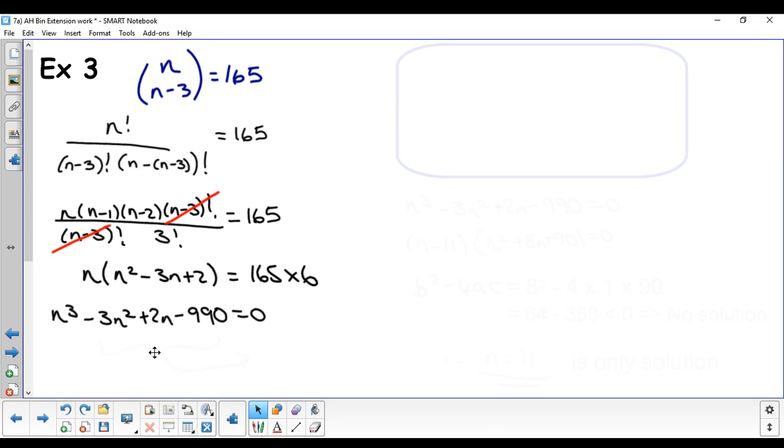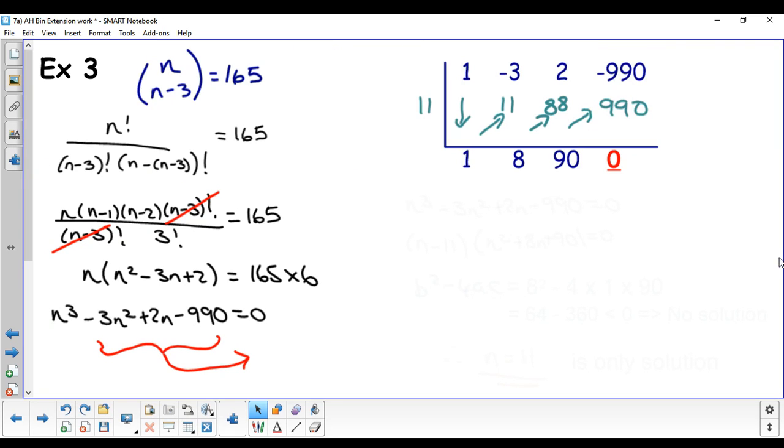How is it you deal with cubics? Synthetic division. Now we could try zeros, twos, fives, whatever. I'm just going to go straight to a solution because I know that's not the part that you're trying out here. You should know how to do synthetic. So that means that I have (n minus 11) times (n squared plus 8n plus 90).